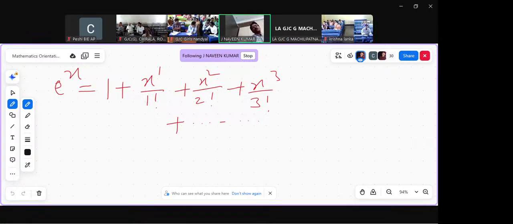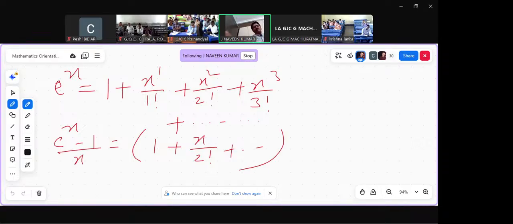With the help of this also, we can prove e power x minus 1 by x as 1. Because e power x, plus 1 come to this side, minus 1. Simultaneously, x is common in all the remaining terms, divided by x. By taking limit x tends to 0, this whole part becomes 0, and we can prove that it is 1. So limit x tends to 0, e power x minus 1 by x is 1.